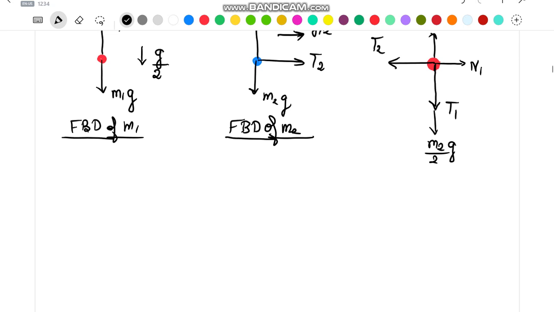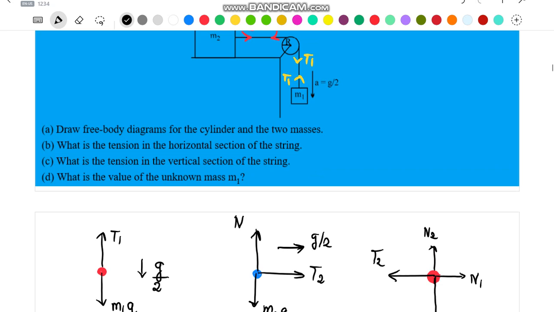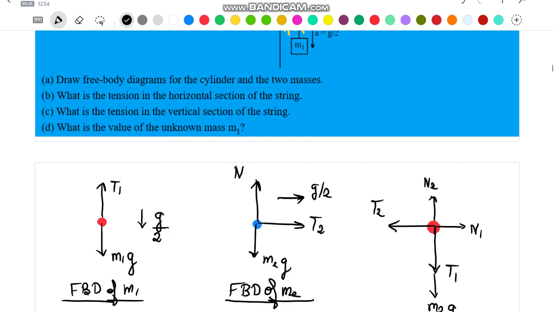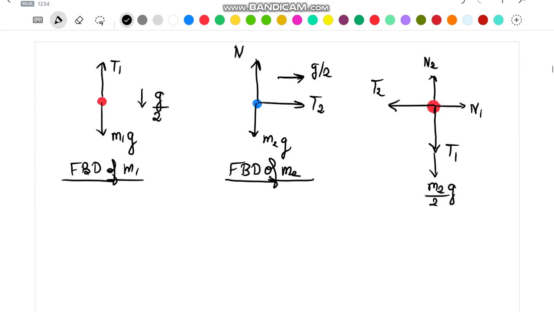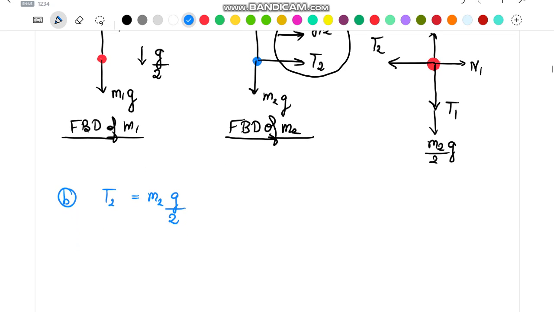Now let us proceed to part B. In part B, we have to find the tension in the horizontal section of the string. From the free body diagram of m2, we can say that the value of T2 will be equal to m2 into g by 2, mass into acceleration.